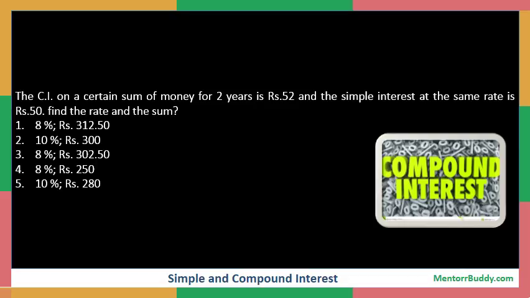We have a question based on simple and compound interest. It says the compound interest on a certain sum of money for 2 years is rupees 52 and the simple interest at the same rate is rupees 50. Find the rate and the sum. So let us see how we can solve this question.